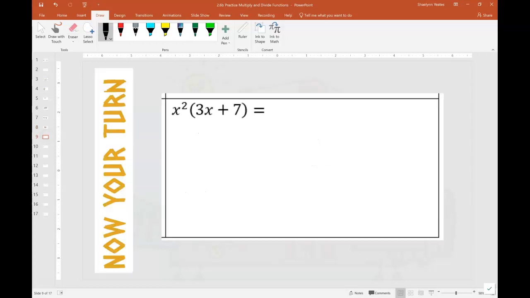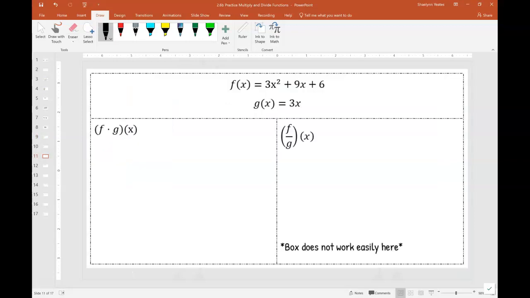All right, let's take a look at this next one. So I want you guys to go ahead and try this simpler one. And then we'll come back together and we'll try these ones.